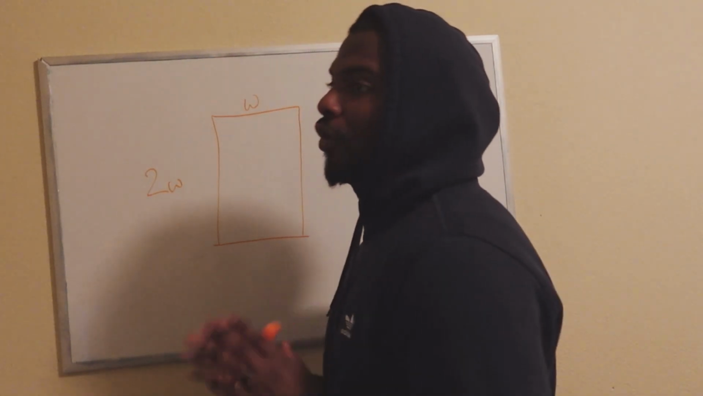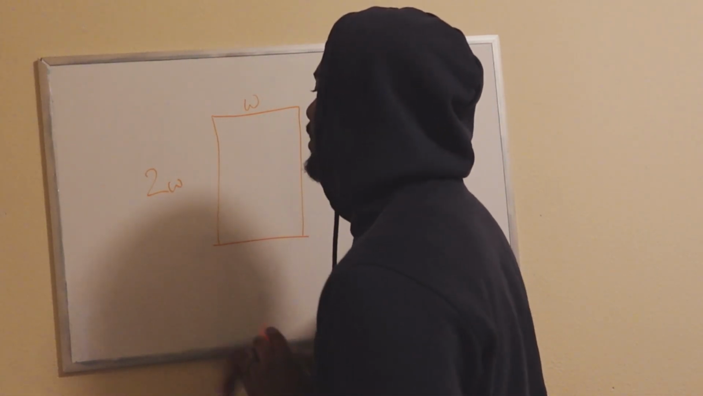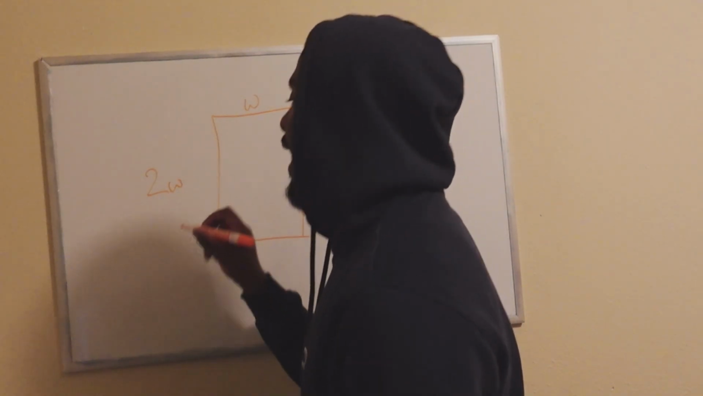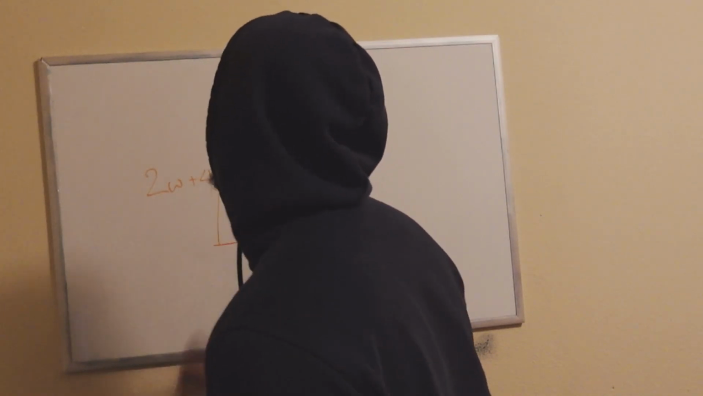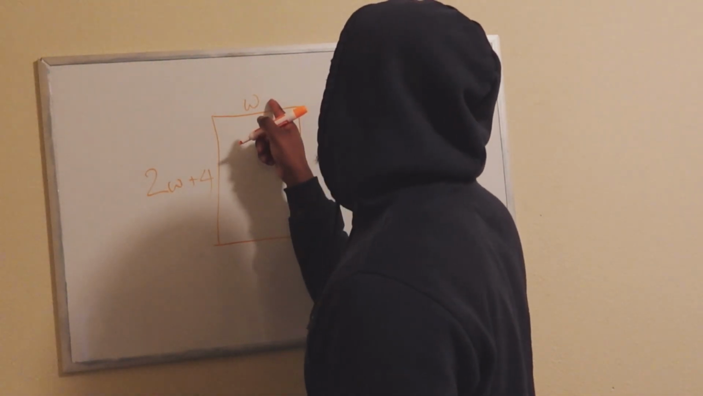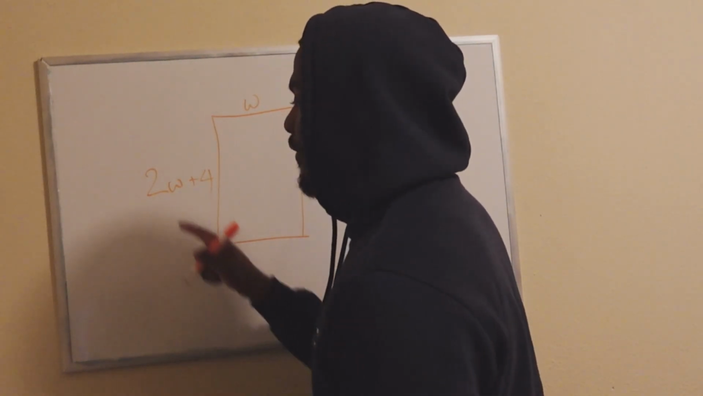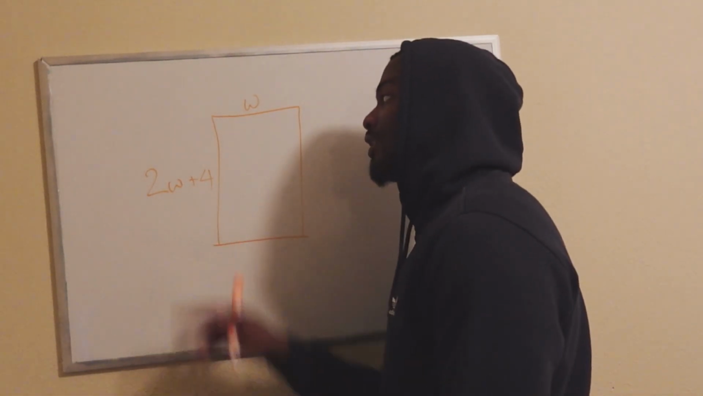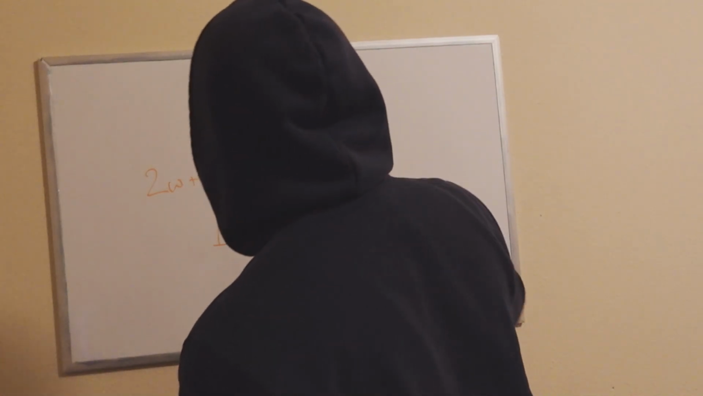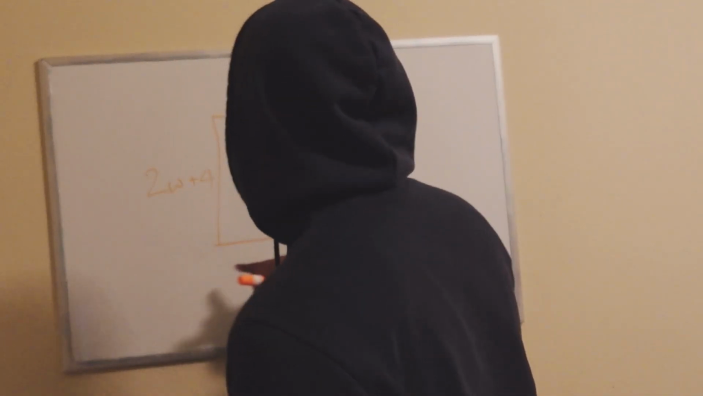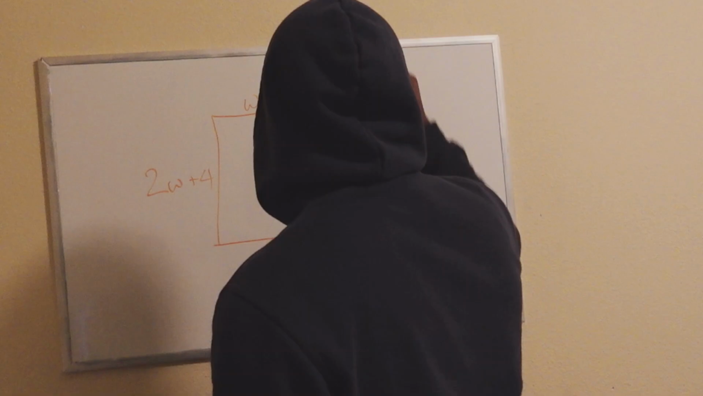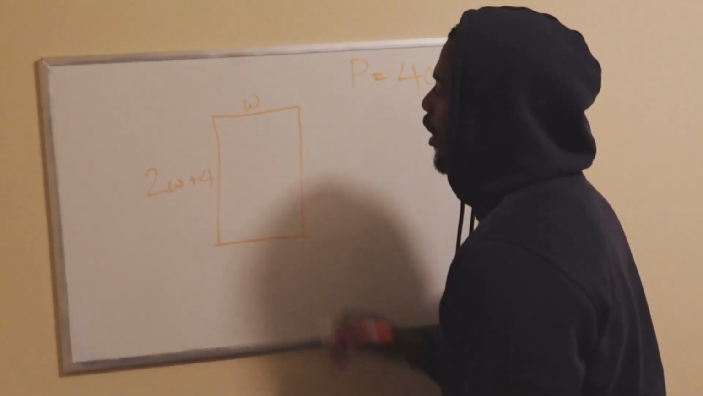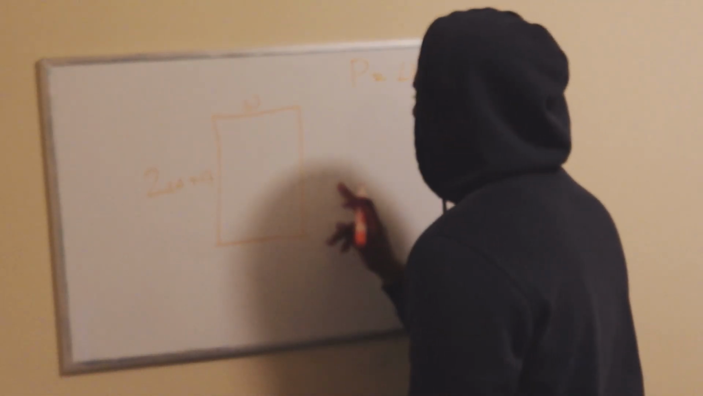Plus, it says it's 4 foot longer. So not only is it twice the width, but it's 4 feet longer than twice the width. So we're going to add 4 feet to this because W is width, it's twice the width, and whatever twice the width is, it's 4 foot longer than that. So boom, we have the length, right? And it says the perimeter, which is 1, 2, 3, and 4, is 40.